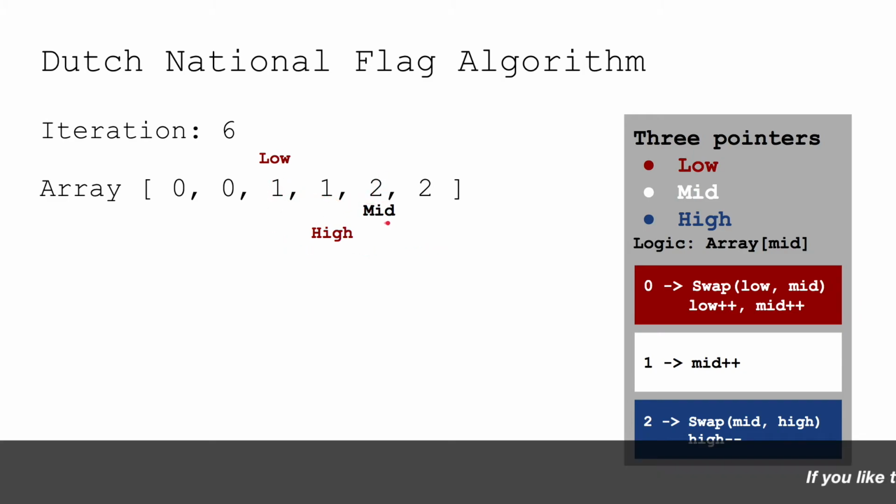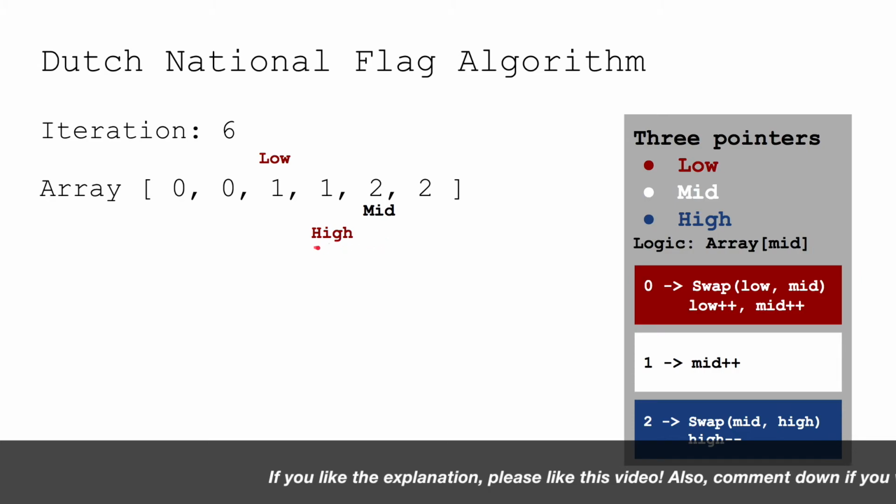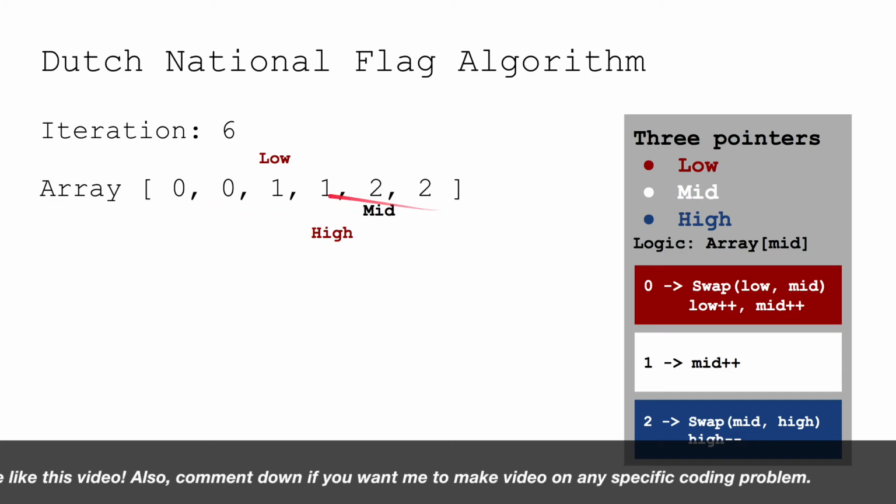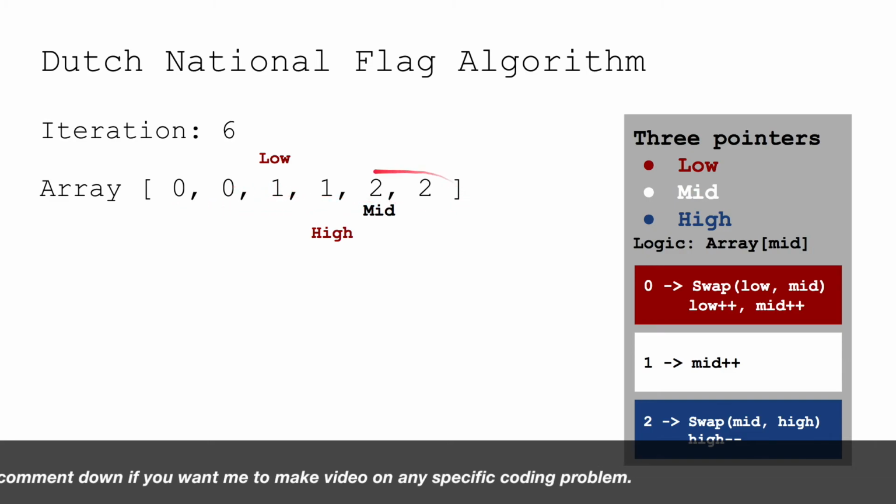As I mentioned previously, this process will continue until your mid is less than or equal to high. Here, if you see, your mid has crossed the high pointer. That means this process needs to be stopped. And if you see, we have our expected output, right? This is what we wanted at the end, which is sorted. So that's how the Dutch national flag algorithm works.